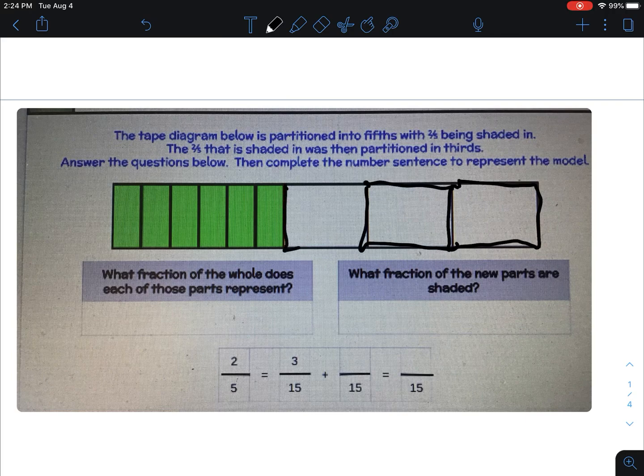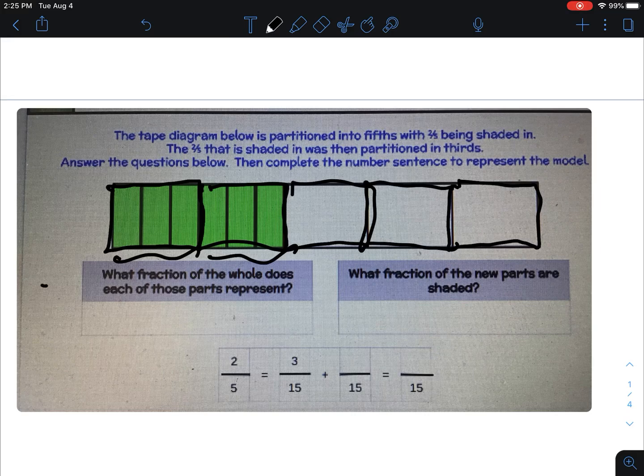So there's 2, there's 3, there's 4, and there's 5. You see the 5 equal parts? Don't look at the little lines in between, but see there's 5 big rectangles, and 2 of the 5 are shaded, right? The 2/5 that is shaded in was then partitioned into thirds. So they're saying they divided each of those into 3 pieces. So it says answer the questions below, then complete the number sentence.